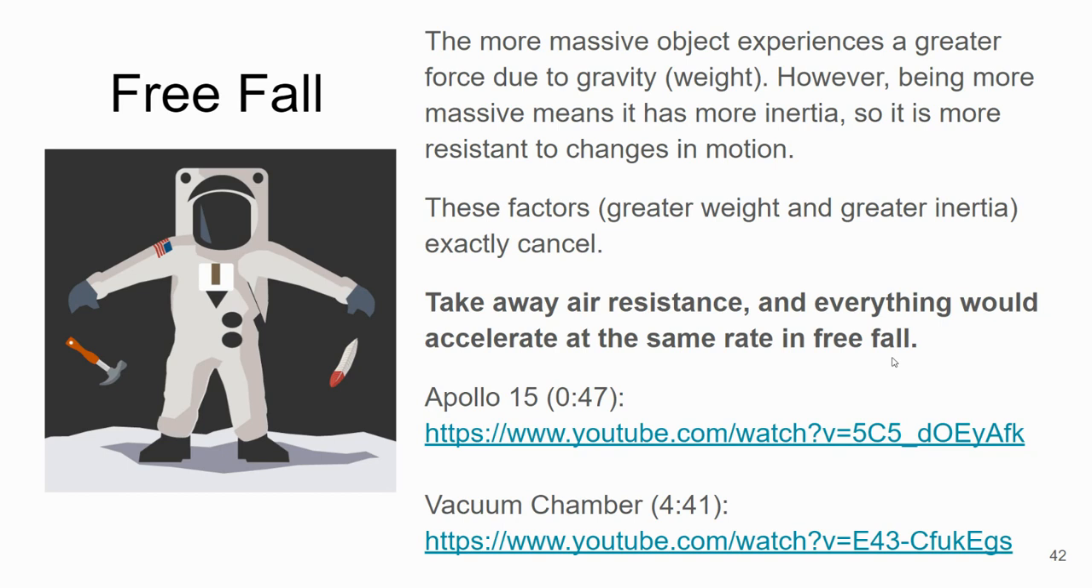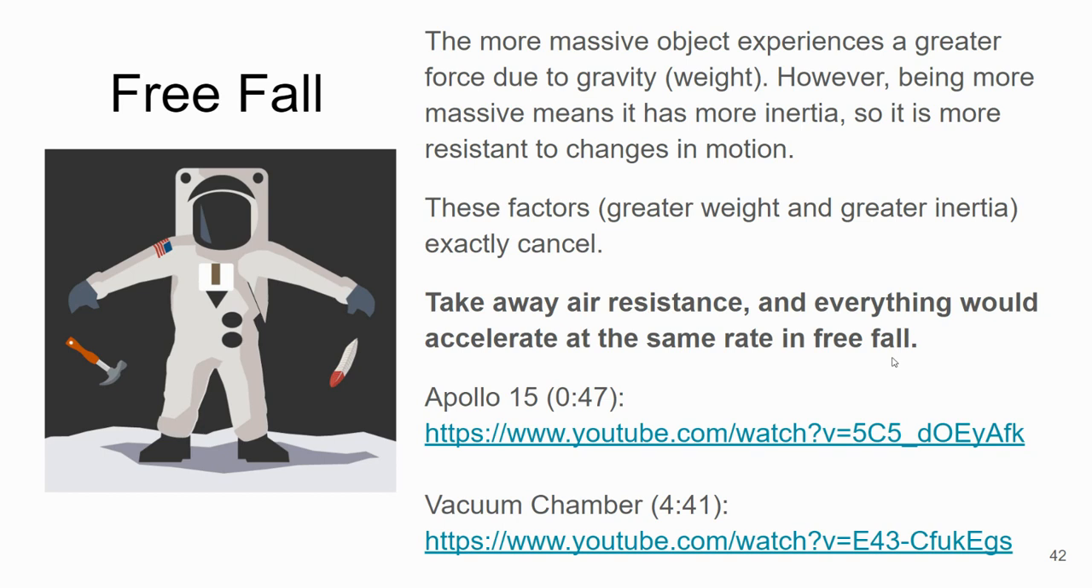So back to this idea, do more massive objects fall faster? Do they accelerate faster? And the answer is no. So they do feel a greater force of gravity. So let's say that the hammer has 100 times the mass of the feather. So if you let them go, the hammer feels 100 times as much force due to gravity, its weight, than the feather does. However, because it's more massive, it also takes 100 times as much force to get it to accelerate as quickly as the feather.